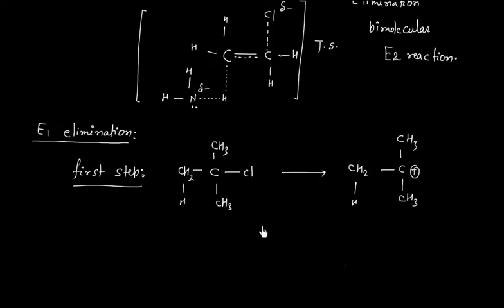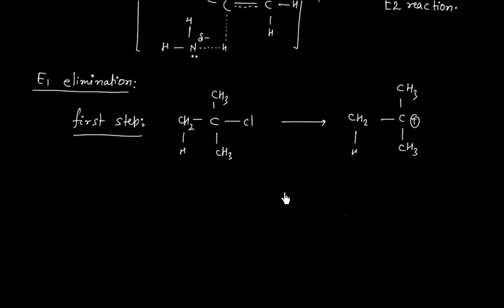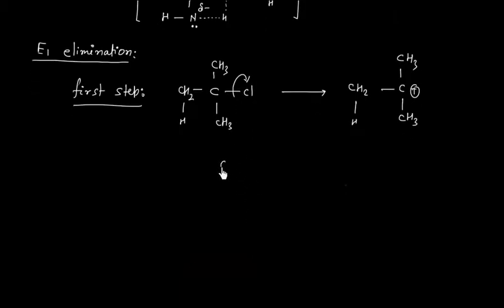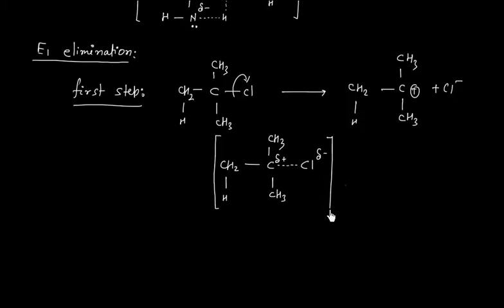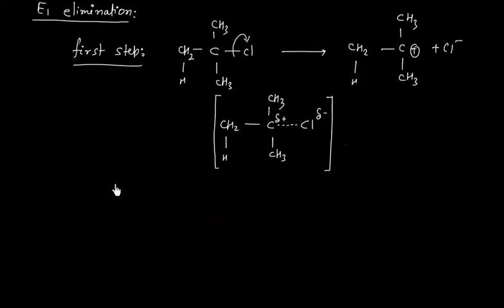First step is formation of carbocation. So in this step we can draw the transition state. This bond is slightly broken. Chlorine will have negative charge. Carbon will have positive charge. So this is the transition state.